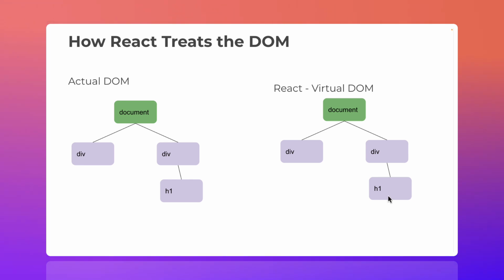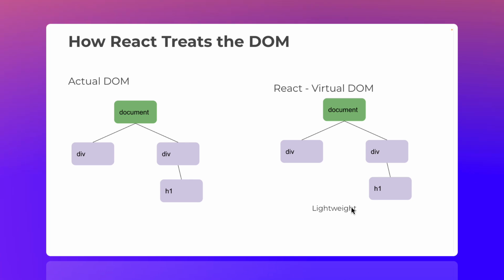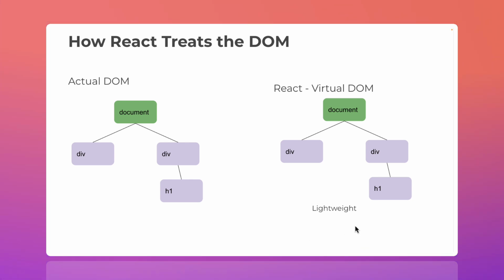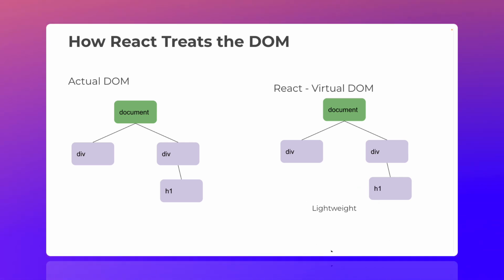For instance, if only this text here, the h1 element tag in a DOM node changes, React updates only that part of the actual DOM, not the entire tree. So as you can see, the beauty here is that we end up with a very lightweight React virtual DOM, because it's not loaded with all these changes that are happening. This lightweight virtual DOM communicates with the actual DOM by only re-rendering what needs to be re-rendered, instead of re-rendering everything, even though we just want to re-render one particular part of the DOM.